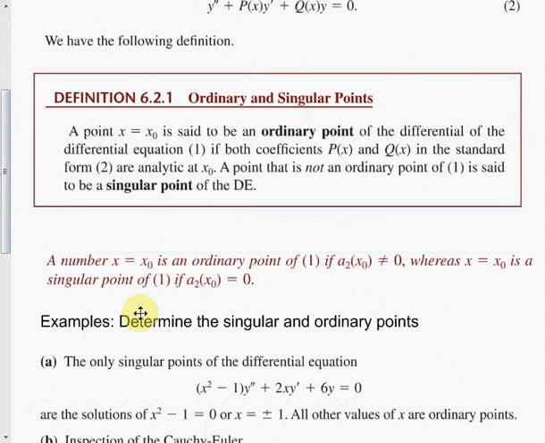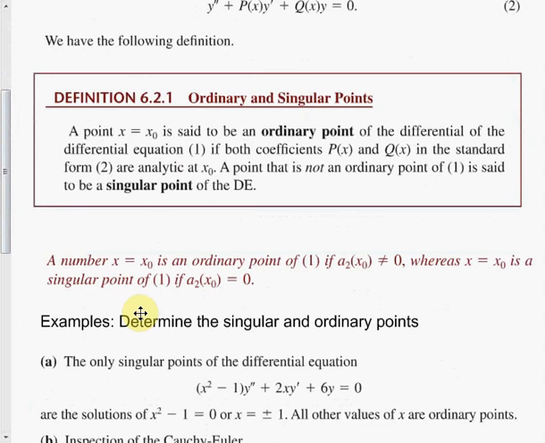Think about it. From equation 1 to equation 2, you want to divide everything by a sub 2. So you get y double prime plus p of x, y prime plus q of x times y equal to 0. Well, if a sub 2 is 0, then you'll be dividing by 0. And so you get singulars, and singular means that it's not defined. So you want to x out all of those points that are called singular. So if x is an ordinary point, say for example, look at this problem again.